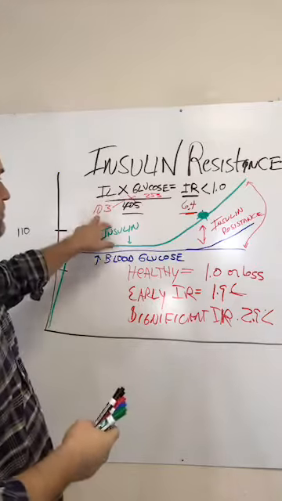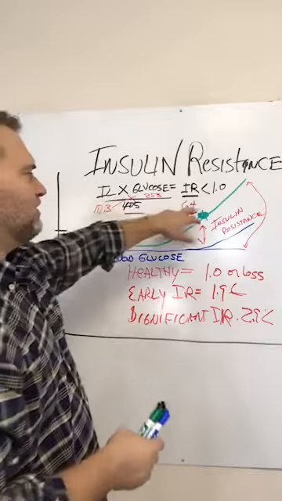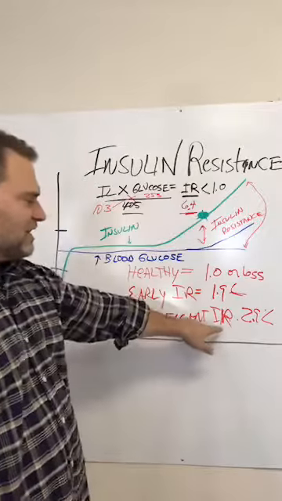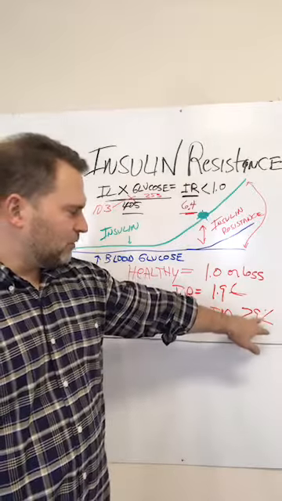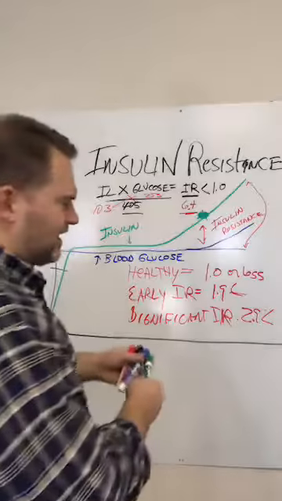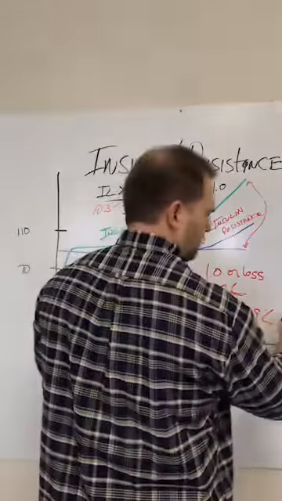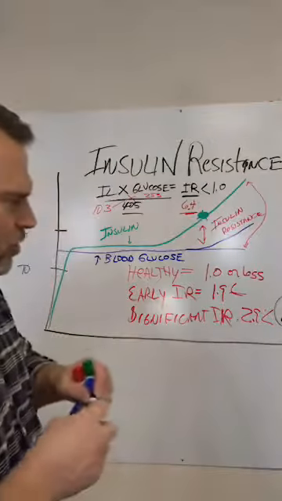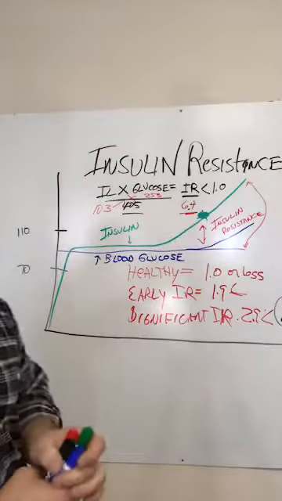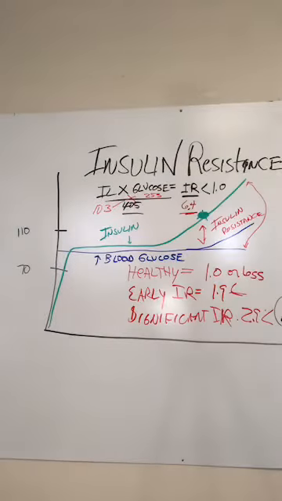And so 10.3 times 253 divided by 405 is 6.4. Our significant insulin resistance level starts off at 2.9, so he's at 6.4. That's a major issue. So I'll get a calculator real fast, and I'm going to do somebody else's that I just did in the office.